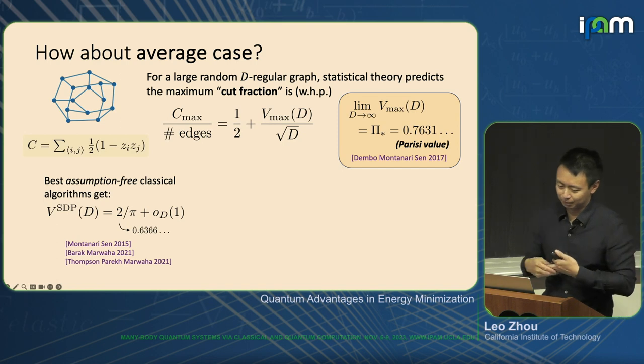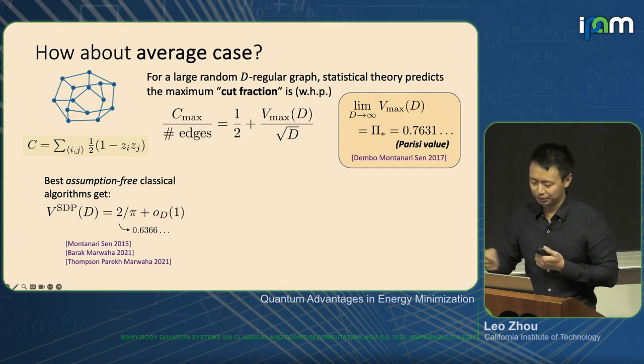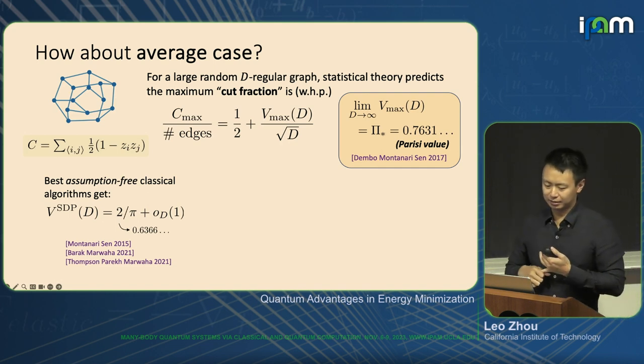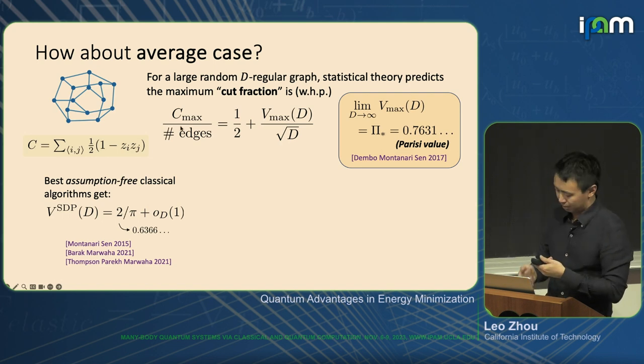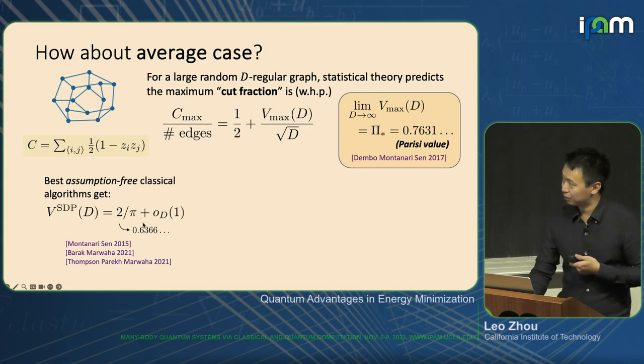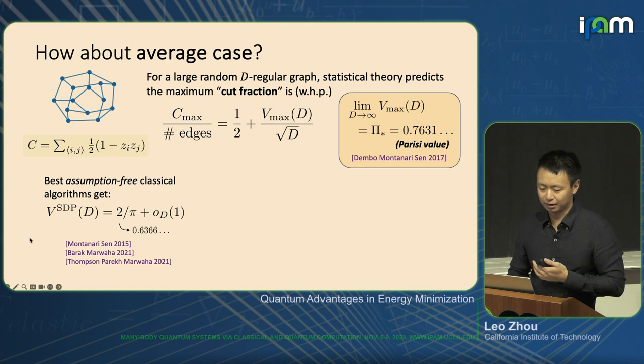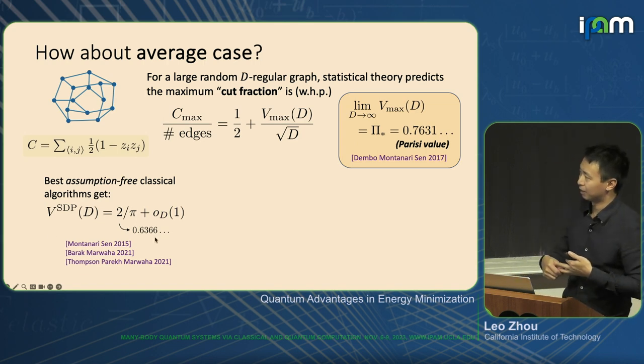So what is the best algorithm for this? The best assumption-free algorithm, meaning an algorithm where the performance can be proven without assuming any conjectures: we only care about this second part, because the first part, the 1/2, just comes from the trivial part of the cost function. We want to compare this to the optimal value, 0.763. For state-of-the-art assumption-free classical algorithms, such as semi-definite programming or local algorithms like the Gaussian wave process, you can show that you get the value 2 over pi, which is 0.636. Which is strictly worse, as you can see.